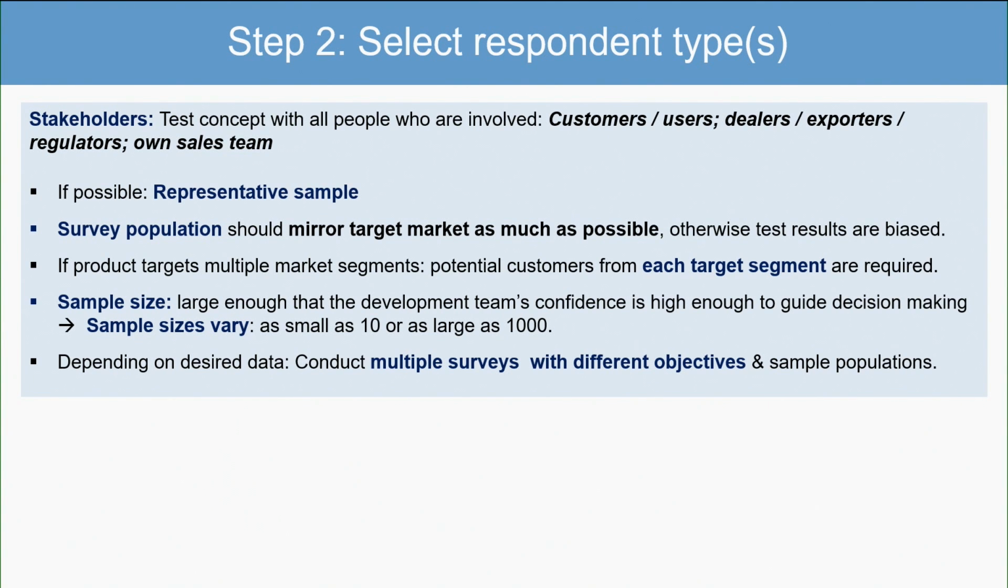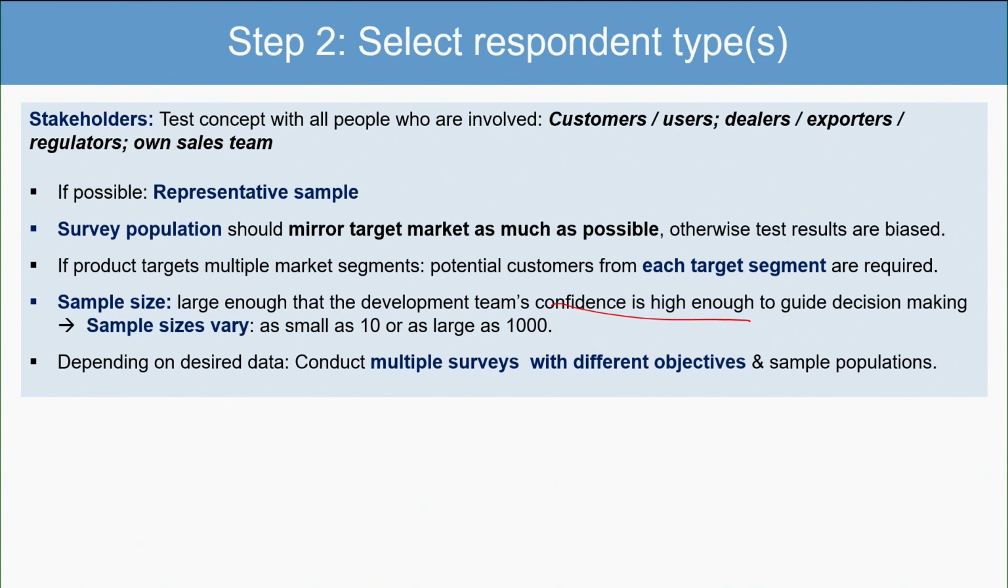If possible here, we look for a representative sample. So we get a population of people which we survey, which should mirror our target market as much as possible. And of course, this is simpler for products where we already know the market, which are improvements of existing products. For really novel products, often we don't know who will adopt the product. So here it says the sample size should be large enough that the development team's confidence is high enough. Well, this is a very subjective statement on my slide, to be honest.